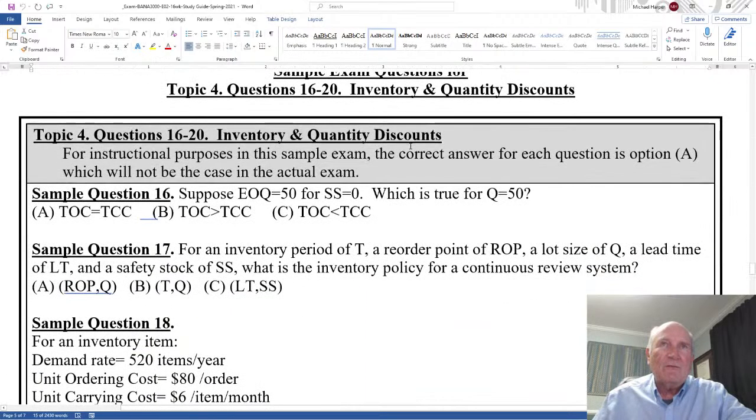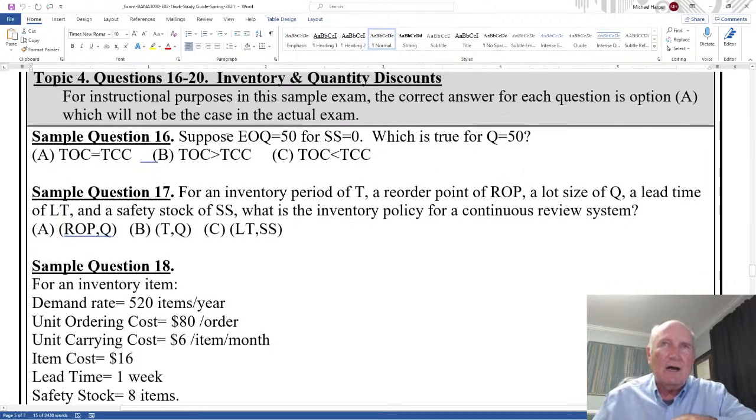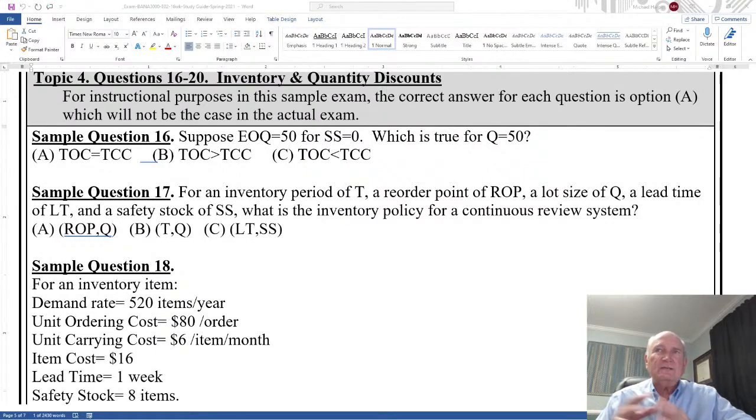Okay, now for inventory. So now for inventory, this first question here, I'll ask a question just like this. It'll even be worded just like this, but the numbers are different. Well, the safety stock is going to be 0, but I'll put a different number there and a different number there. So the idea here is, remember the graph, the break-even graph in EOQ. Well, if the lot size Q is at EOQ, then the ordering cost equals the carrying cost for a safety stock of 0.